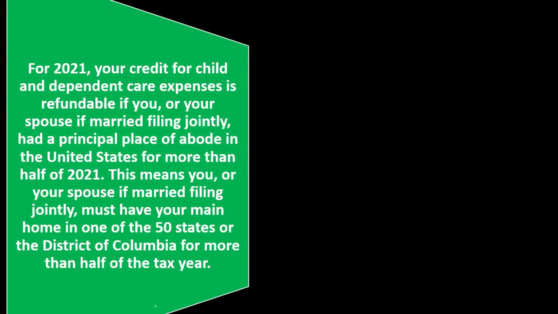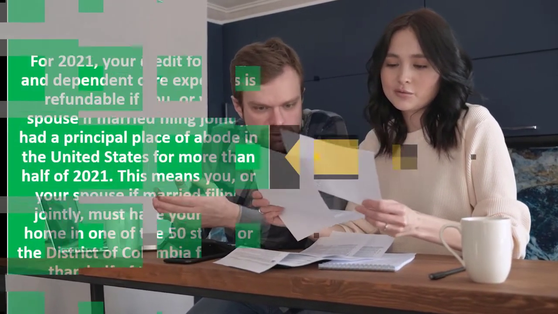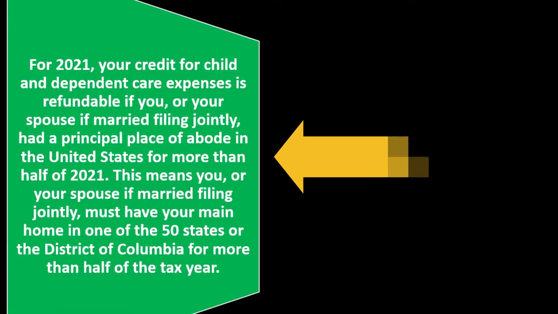Line B. For 2021, your credit for child and dependent care expenses is refundable if you, or your spouse if married filing jointly, had a principal place of abode in the United States for more than half of 2021. Refundable meaning you get the benefit of it possibly being able to take the liability below zero and get a benefit even in that case. This means you or your spouse, if married filing jointly, must have your main home in one of the 50 states or the District of Columbia for more than half of the tax year.